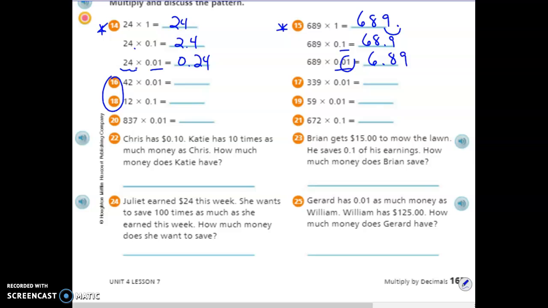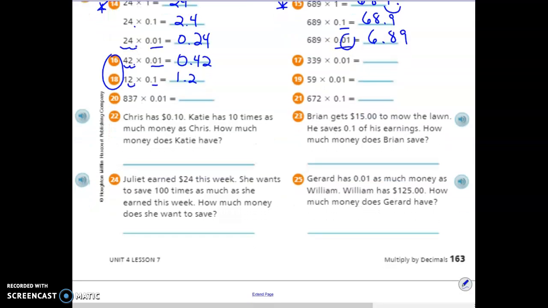All right, let's see how you did. Number 16 would look like this, 0 and 42/100ths. Remember the decimals at the end, 2 decimal places, 2 shifts. Number 18 will be 1.2. The decimals at the end, 1 decimal place, 1 shift. Again, multiplying by a decimal, our number is going to be smaller.